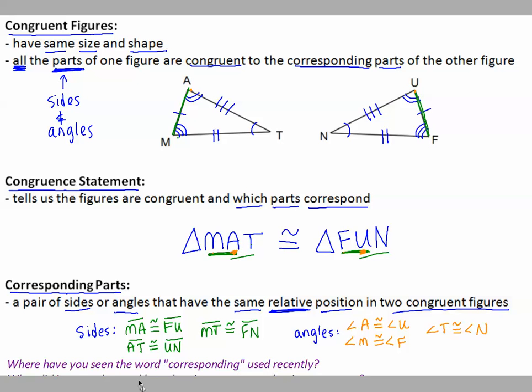So I want you to think about the word corresponding. When we talk about corresponding parts, we've heard this word corresponding before. Where have you seen the word corresponding used recently? What did it mean then, and how does it compare to what it means now? Please pause the video, and in the left-hand margin of your notes, write about where you've seen corresponding parts. Make sure you jot that down.